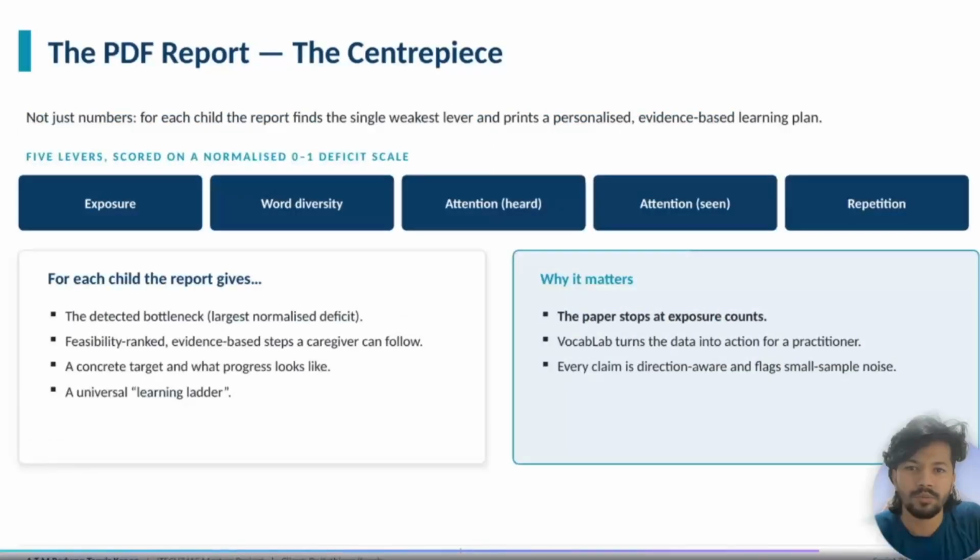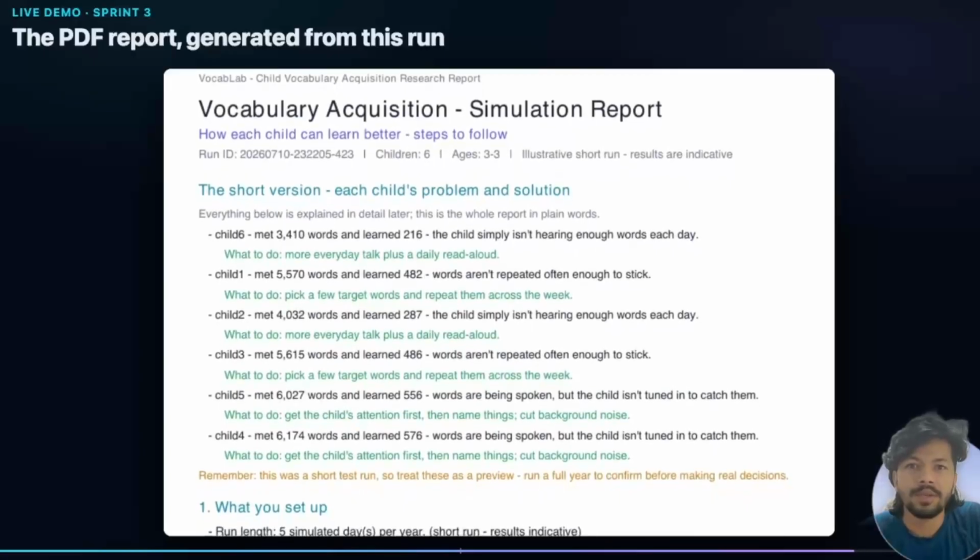So here is the PDF report, the centerpiece. For each child, the report finds the weakest of five levers, scored on a normalized 0 to 1 scale, and writes a personalized plan. Here is a real one. Live demo of the report.